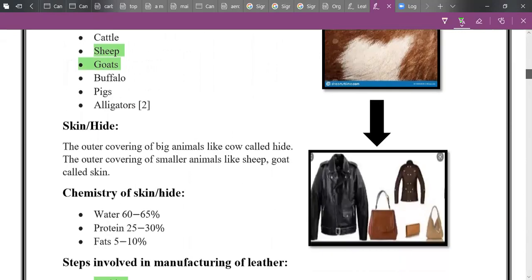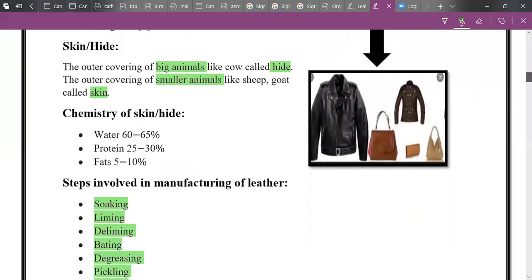Now I will tell you what skin and hide are. The outer covering of big animals such as cows is called hide. The outer covering of smaller animals such as sheep and goat is called skin. The skin and hide are mostly made up of three things: water, protein, and fat. Around 60 to 65% water, 25 to 30% protein, and 5 to 10% fat are present in the skin and hide of animals.